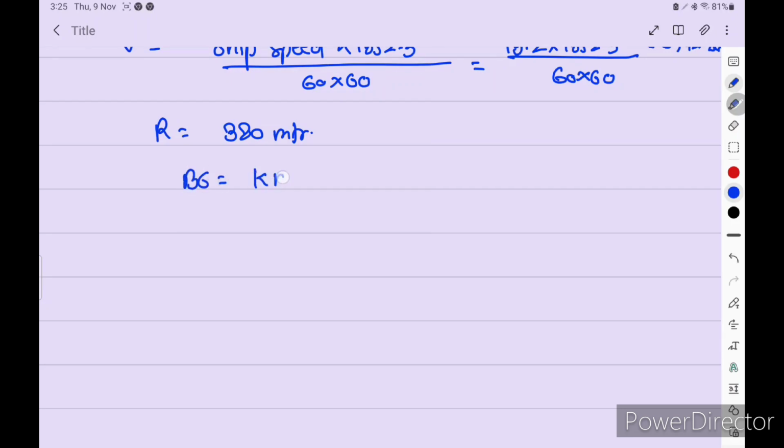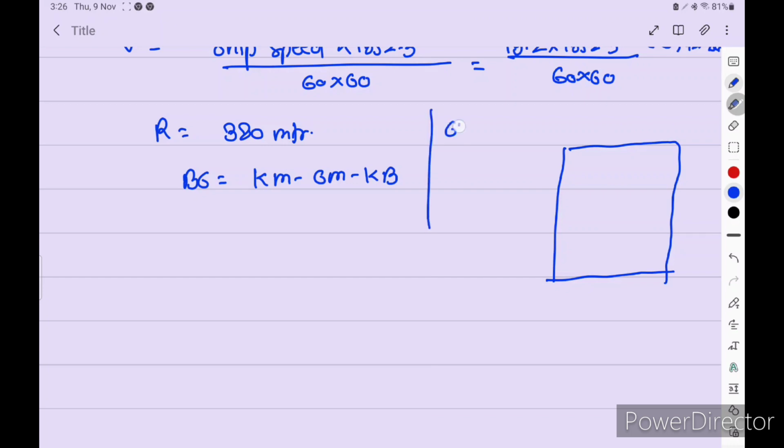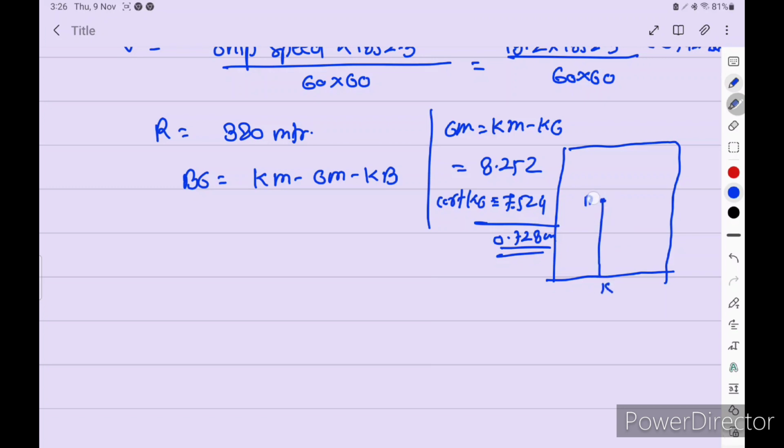BG is equal to KM minus GM minus KB. Make the diagram. Okay, GM, how do we find it? GM is equal to KM minus KG. So KM is 8.252. Corrected KG is equal to 7.524. So we get 0.728. Okay, so this is KM, this is GM, this is BG. So you can find out the BG.